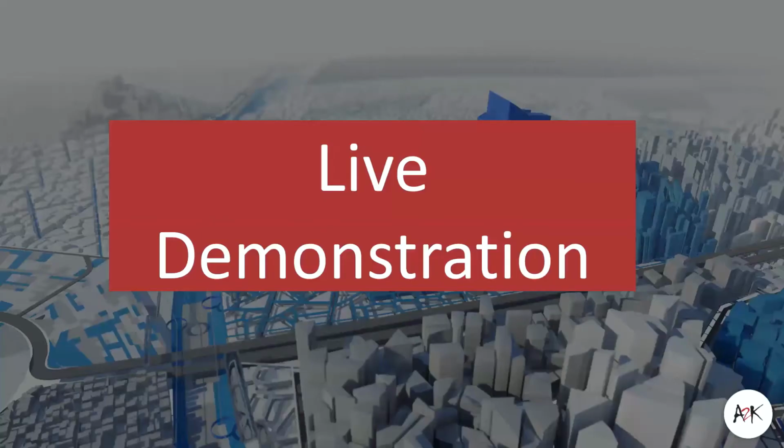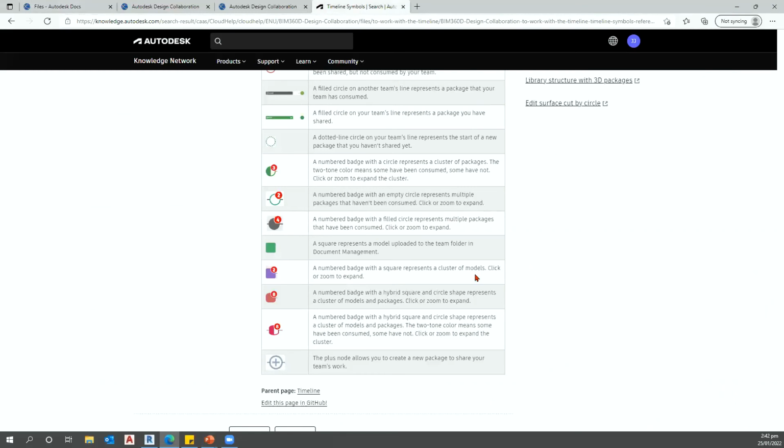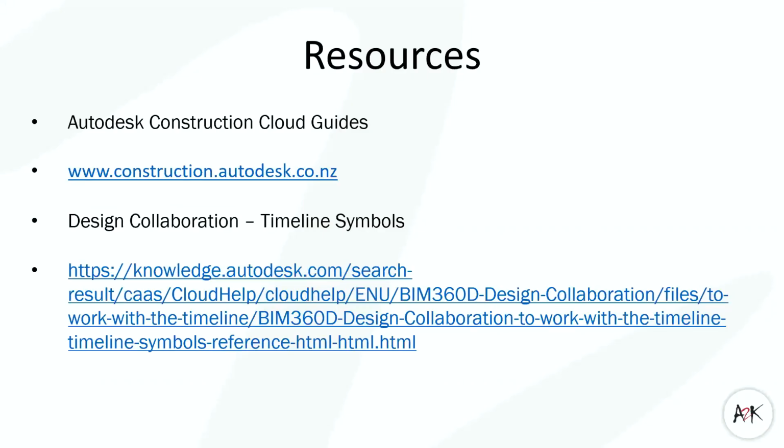All right, I've got here a separate section on resources. Autodesk Construction Cloud guides. You can access this little link here from Autodesk. It has a couple of help articles available to give you a good understanding of what we talked about today. If you want to know a bit more about the design collaboration timeline symbols, this is the link here, and that corresponds back to the timeline symbols page. I'll just leave that up there for another couple of seconds.